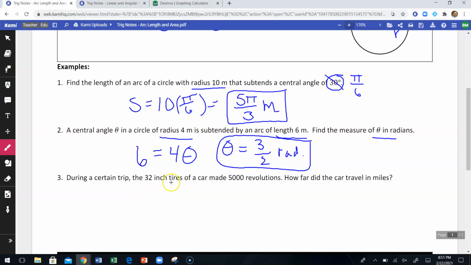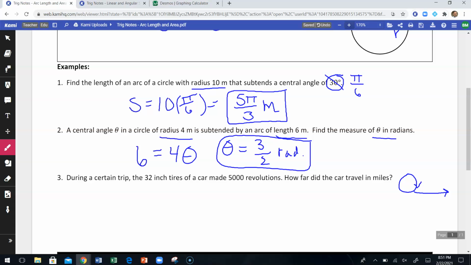Okay, so what does that mean? Well, if we think about a car tire going around, if it goes 1 revolution all the way around, then the distance that it has gone is that circumference. It's whatever that angle is that you have gone around, which again, if it was 1 time, would be the circumference of that circle.